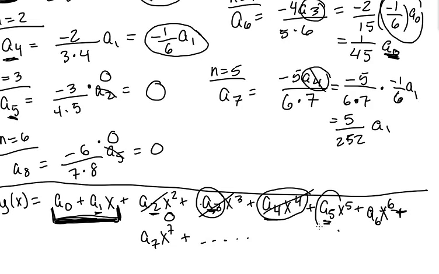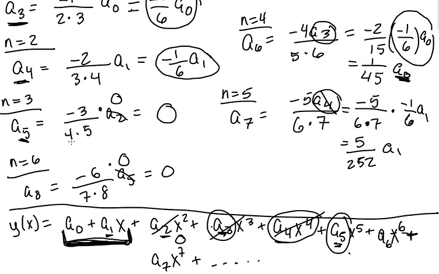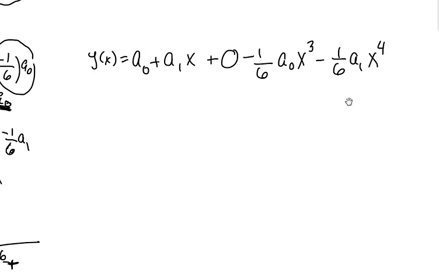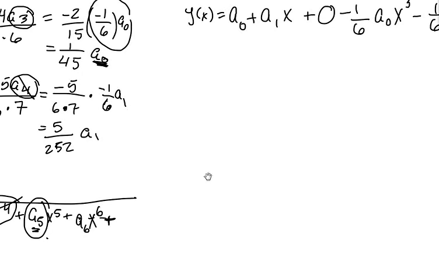Now let's look for the a sub 5. Well, what's a sub 5? A sub 5 is just 0, right? So a sub 5 equals 0. So it's just going to be plus 0, or well, plus 0 times x to the 5th, but that's just 0.